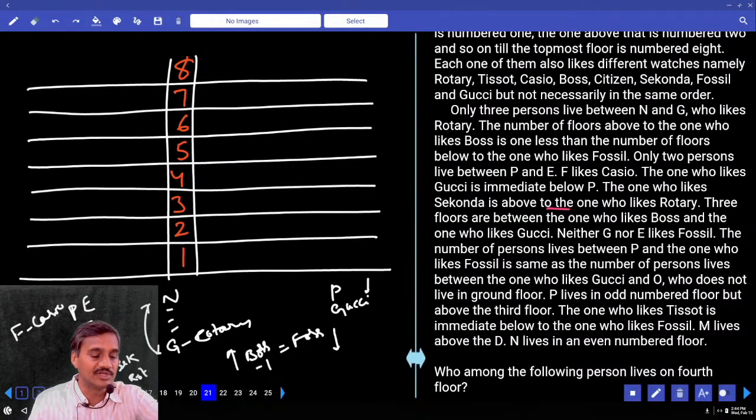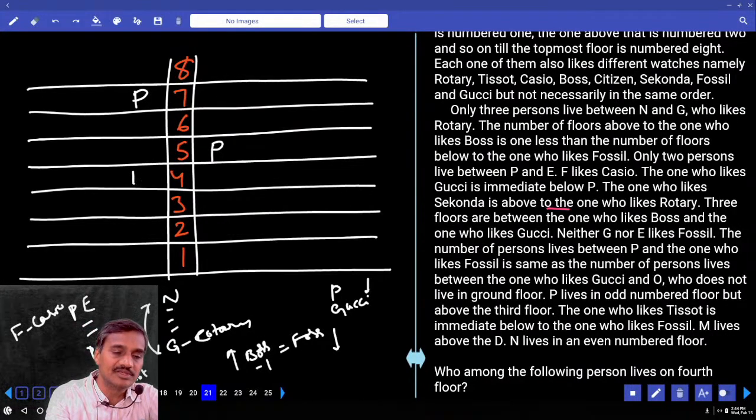Yes, from here we need to start. And P lives on which floor? Odd number floor, above floor 3. Hence P can be either on the 7th floor or on the 5th floor. And if P is here, there are 2 in between P and E. Now between P and E there must be exactly 2 here, and here also there must be exactly 2.